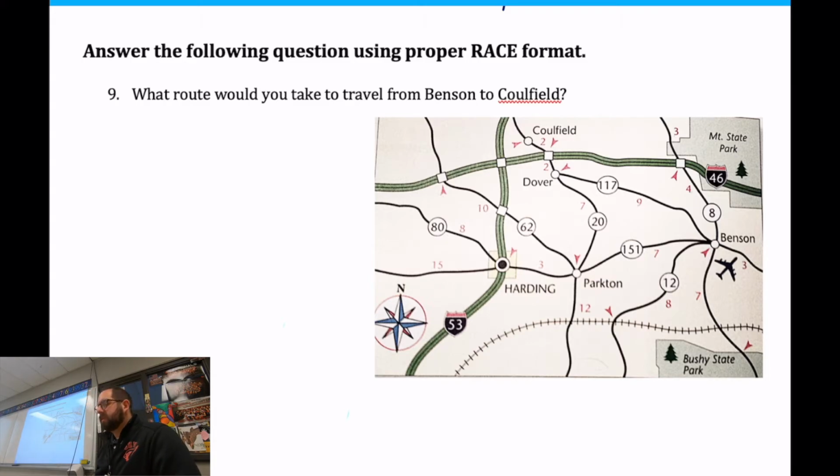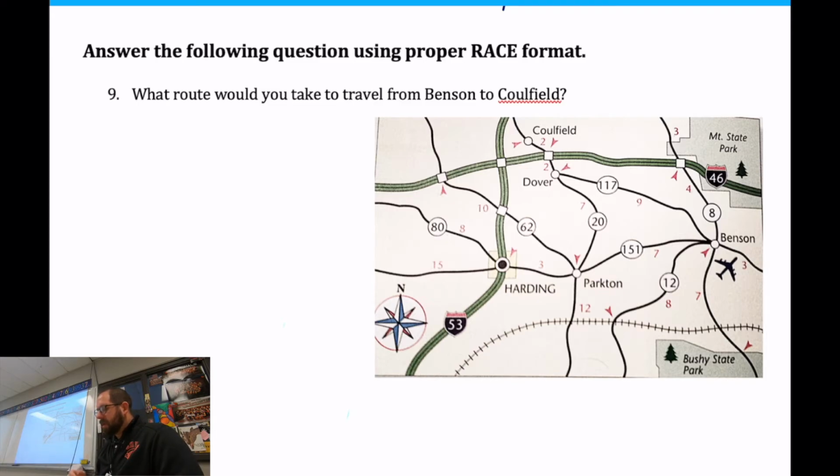Restate what the question is. So maybe the question on yours is, what route should you take? The route I should take to go from Benson to Coalfield is, and answer it. Then after that sentence is over and you put your period, start citing, explaining, clarifying and expanding. Try to go as detailed as possible.